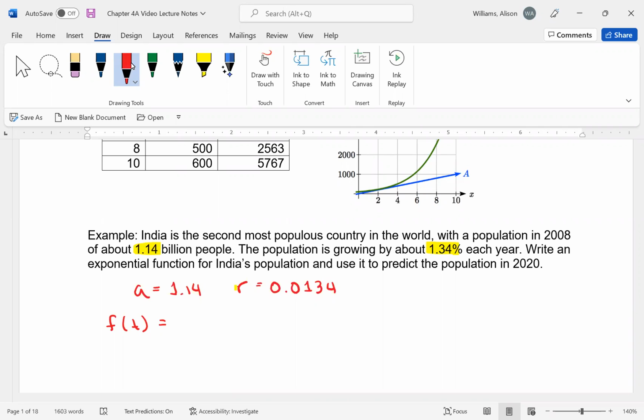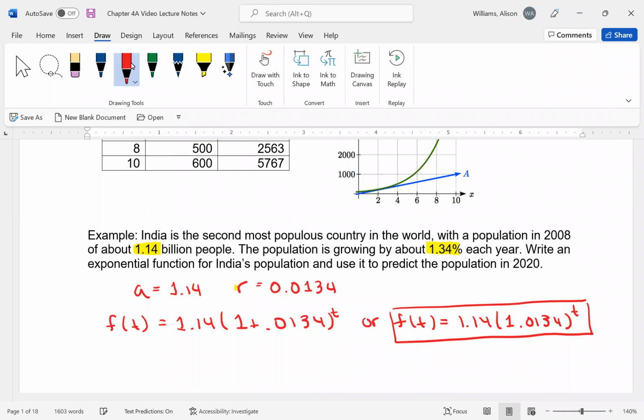And I think that's because they might refer to this equation again later. So I want to use the same terminology. So f of t equals 1.14 times 1 plus 0.0134 to the t value, or another way of saying that is f of t equals 1.14 times 1.0134 to the t. Great. So there's our equation. And to predict what's going to happen in the year 2020. So in this case, our starting point was 2008. So the year 2020 would be 12 years later, right? So 2020 is t equals 12 because that's 12 years later.